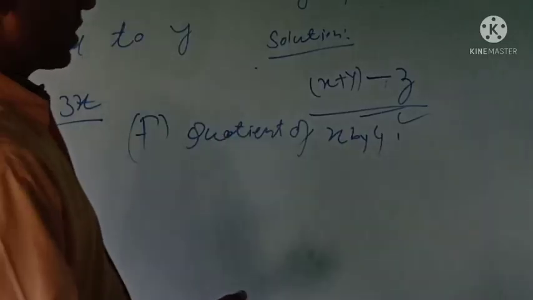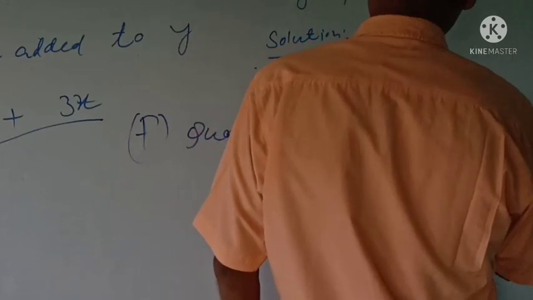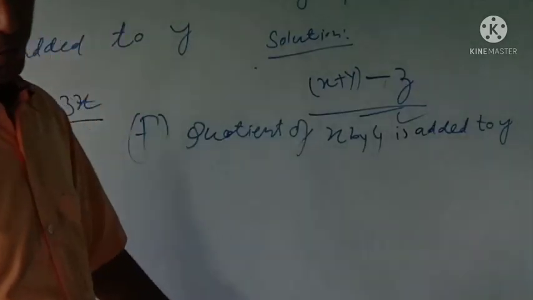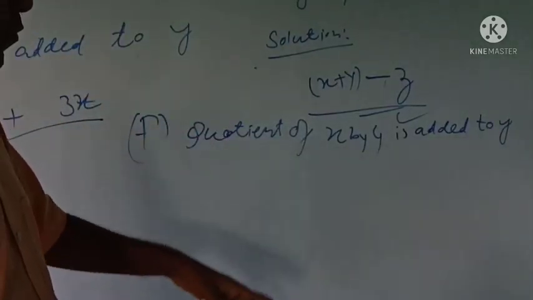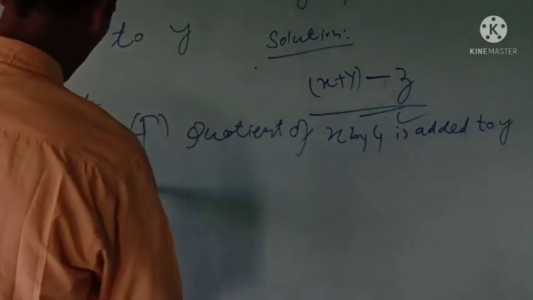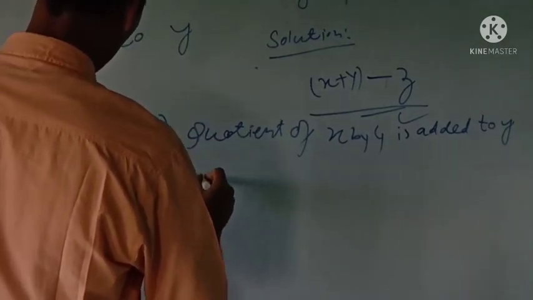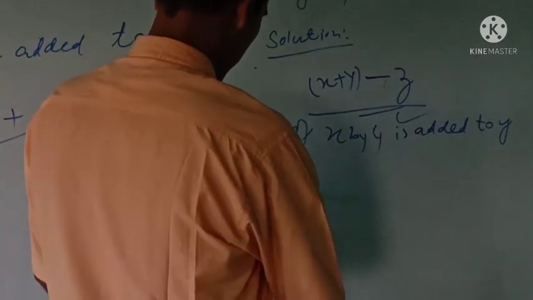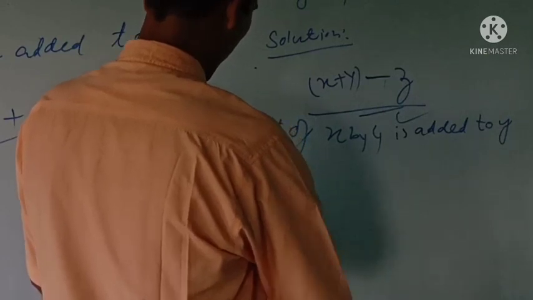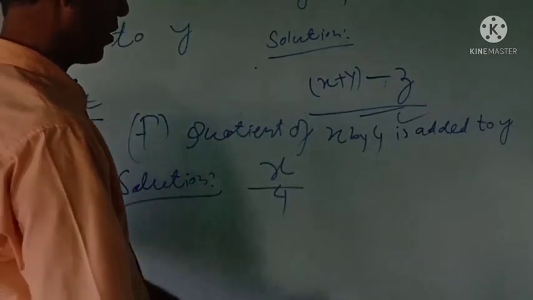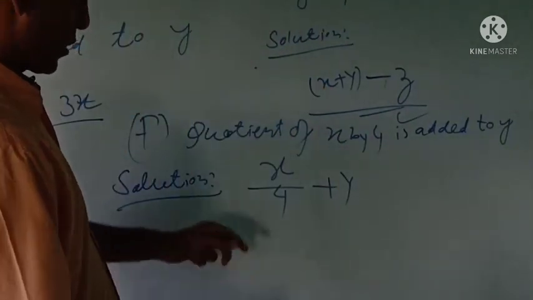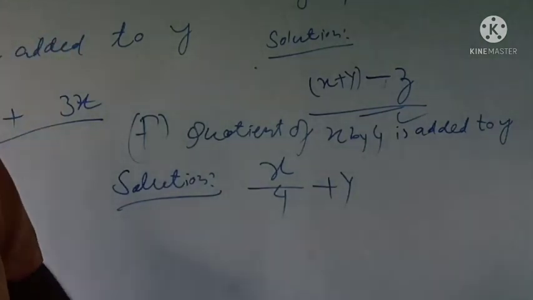Question number F: quotient of x by 4 is added to y. Solution: quotient of x by 4 is x by 4, and this is added to y, so x by 4 plus y. This is the solution for question number F. It's a very simple question.